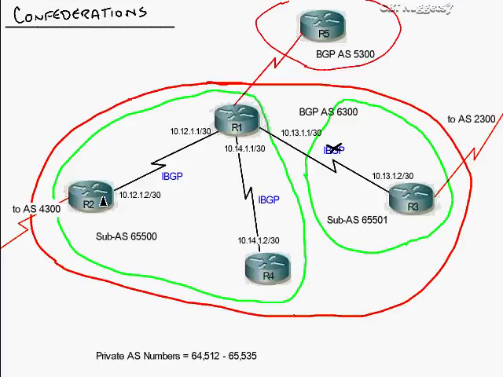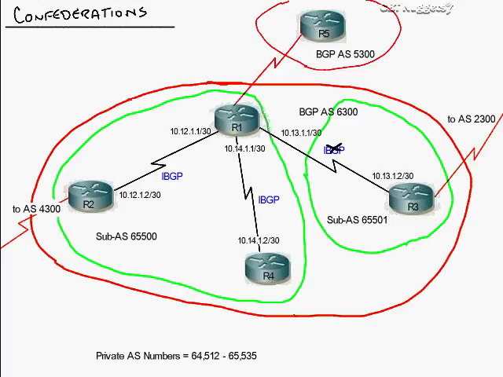Now, can confederations be used in replacement of route reflectors? Yes, you could. I could put each router in its own little sub-autonomous system, but that becomes a management nightmare. This is meant to make it easier on you if you have tons of routers in an autonomous system, not harder. So again, use those technologies complementary to each other.